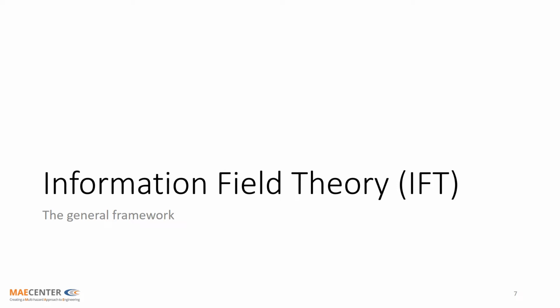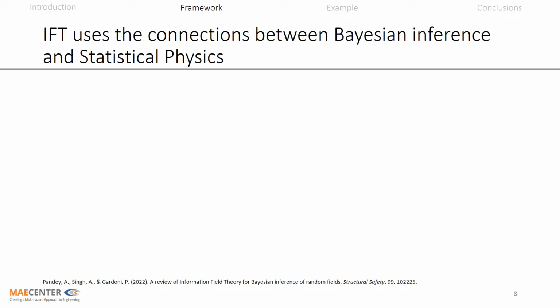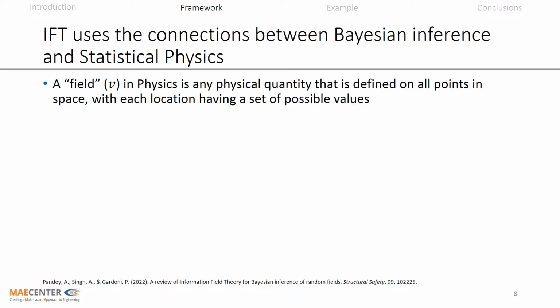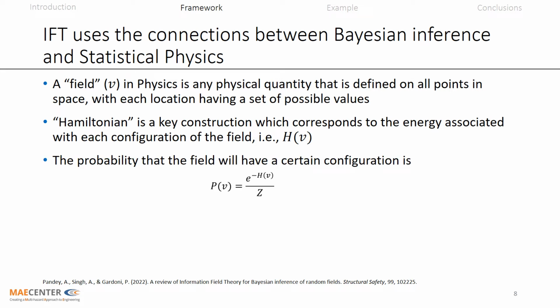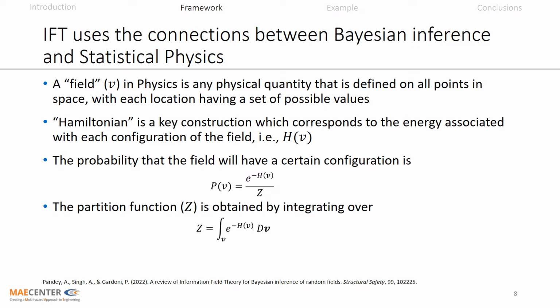So, starting with the general framework behind IFT itself. IFT uses connections between Bayesian inference and statistical physics. A field in physics is any physical quantity that is defined on all points in space, with each location having a set of possible values, which is very similar to the definition of the random field itself. They have a term called Hamiltonian, which is a key construction which corresponds to the energy associated with each configuration of the field. Now, the probability that the field will have a certain configuration is given by this equation shown here, which is very similar to the Bayes theorem equation, where the denominator Z, the partition function, is obtained by integrating the numerator over all possible field values.